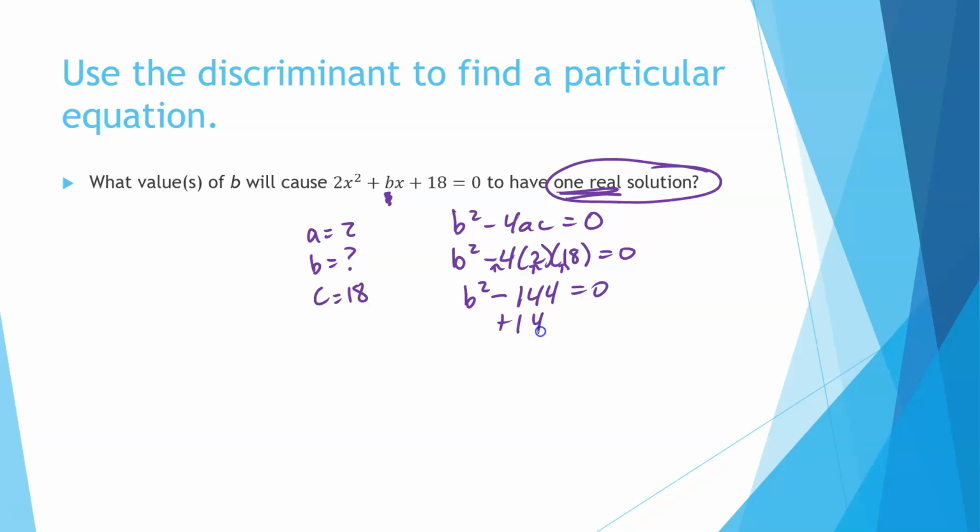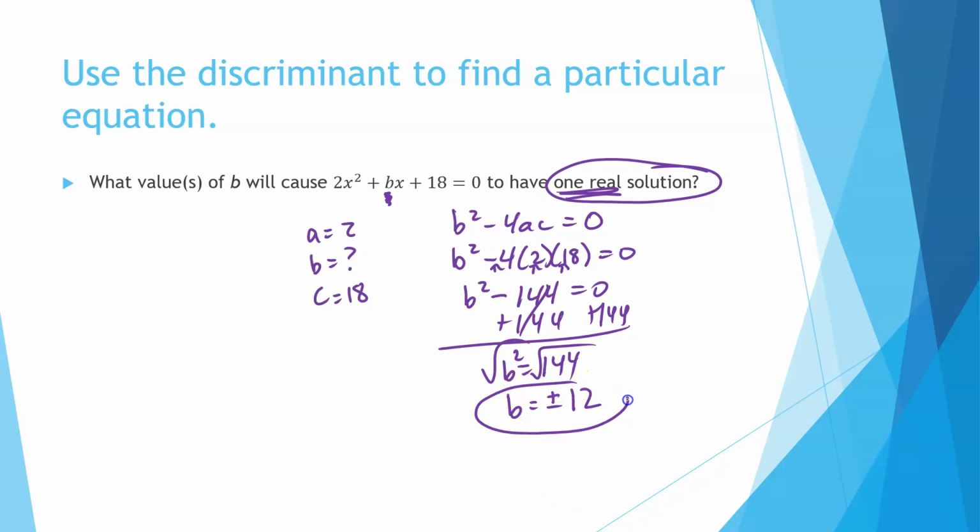And now I solve for B. Add 144 to both sides. B squared equals 144. To solve for a square, I square root it, and as we've learned before, that means that the two different options that would give me 144 are 12 times 12 would be 144, but also negative 12 times negative 12. So my two answers are that B could be positive 12 or negative 12.